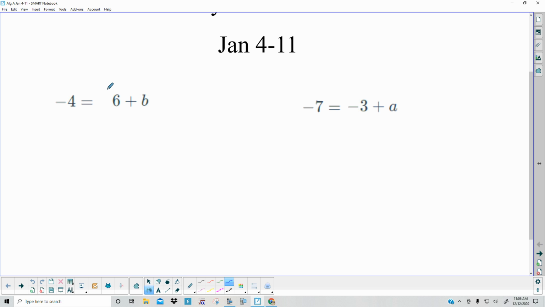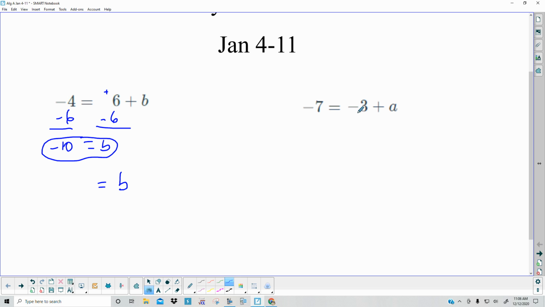So right now, that's a positive 6. To undo this, so when you're done, you have just b all by itself, I need to make this positive 6 go away. To undo a positive 6, you subtract the 6. Negative 4 minus 6 is negative 10 equals b. So that's your answer.